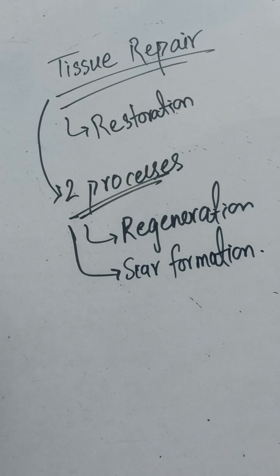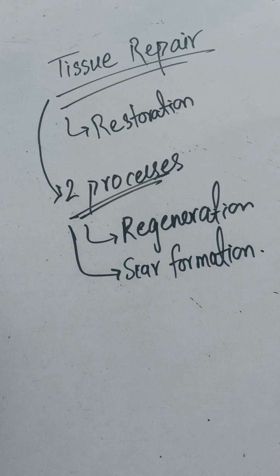to restore its function and also its structure. The second process that occurs in tissue repair is scar formation. When we have a severe injury and regeneration cannot occur at that site, then a scar forms.